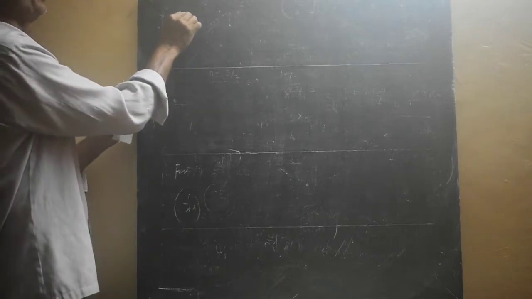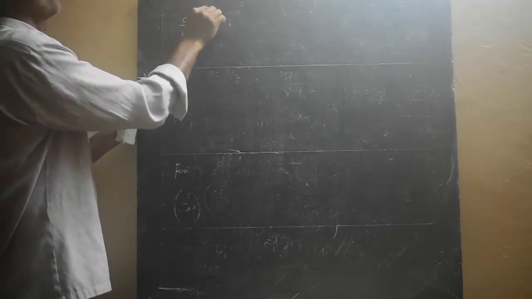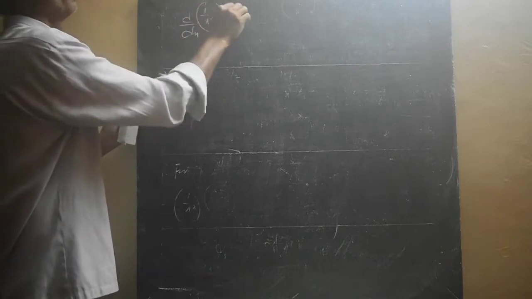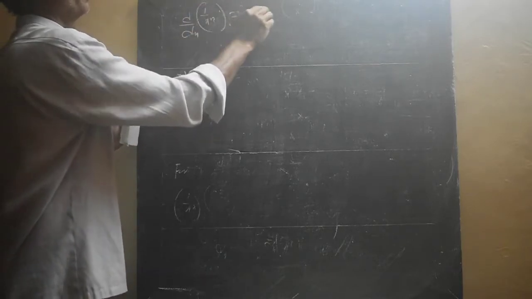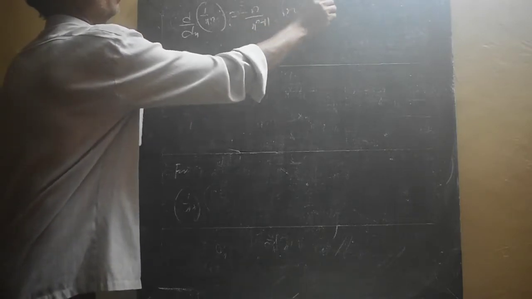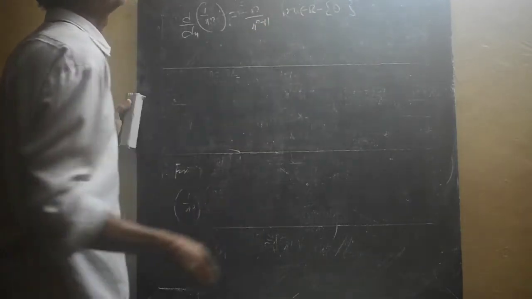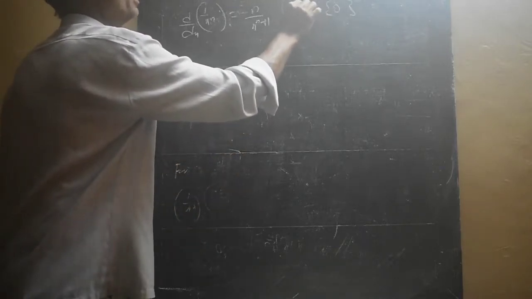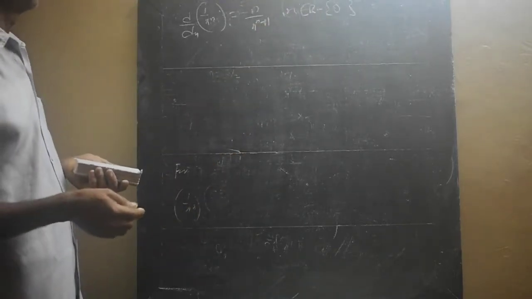Now I will extend it. d by dx of 1 upon x raised to n is equal to minus n upon x raised to n plus 1, where n belongs to R, any real number except 0.